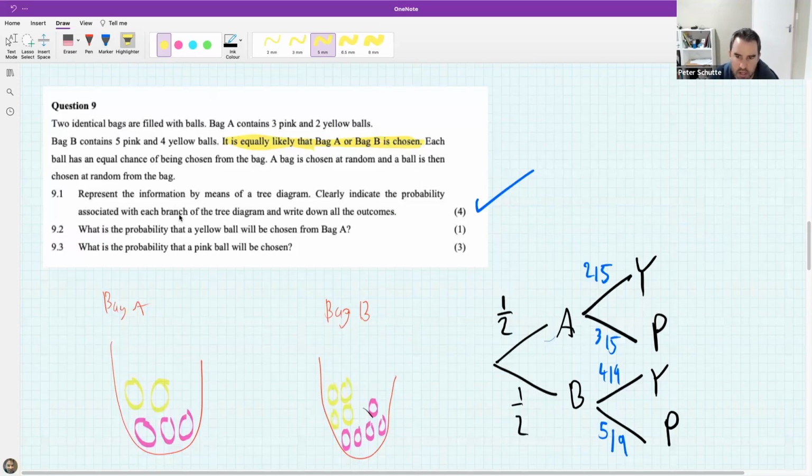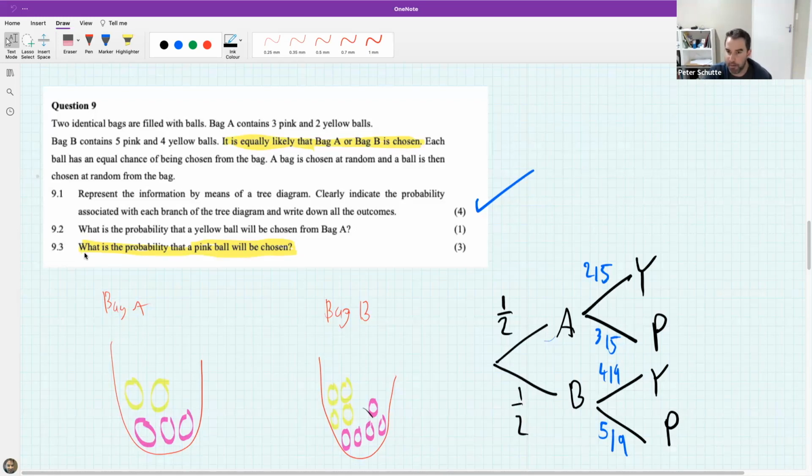So let's do this one. Let's just skip 9.2. Let's do 9.3. What is the probability that a pink ball will be chosen? Now, which of the pathways are relevant? And see if you can answer that question. What is the probability that a pink ball will be chosen?